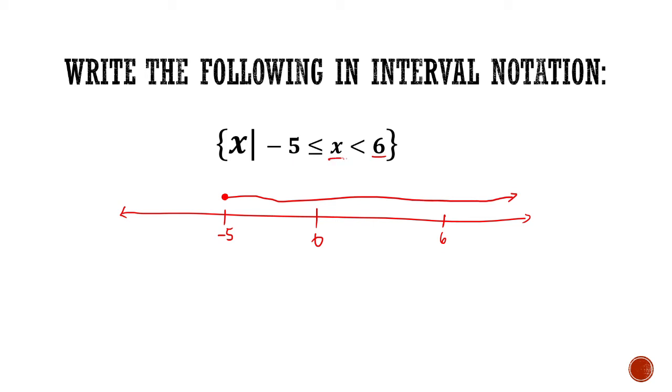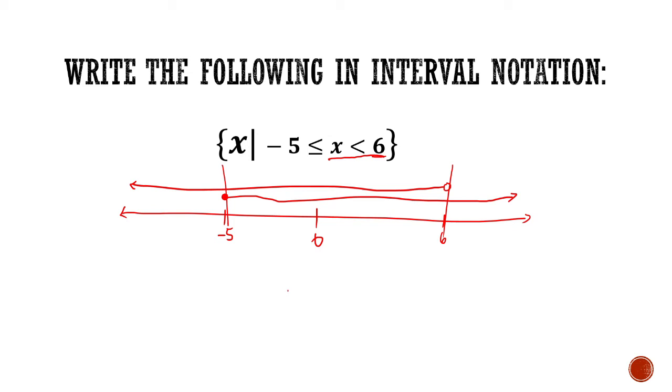Next, x is less than 6. So since less than 6, 6 is not included. Less than yan, so we are going to the left. So kung titingnan nyo, dalawang arrow yan. We are only going to consider the area kung saan sila nag-overlap. So ito po yung area kung saan sila nag-overlap.